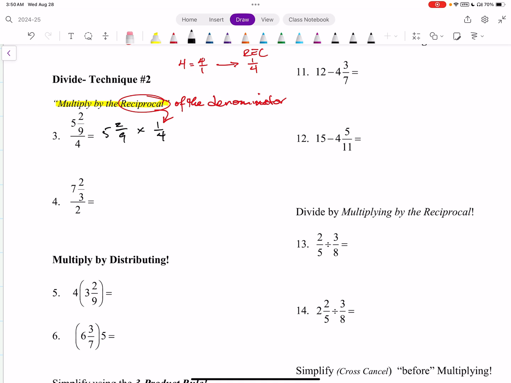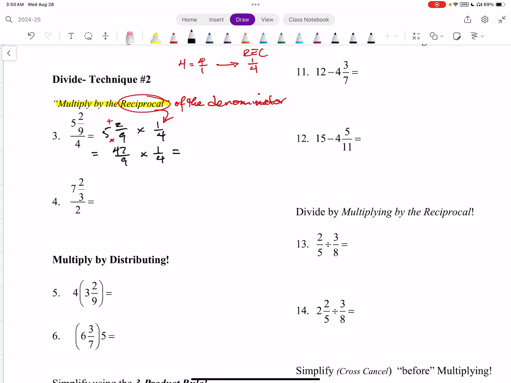Okay, and then you change to improper. Okay, so here we go. We're going to multiply 5 times 9 and then add 2. What do we get? Well, 5 times 9 is 45, plus 2 is 47, so you get 47/9 times 1/4.